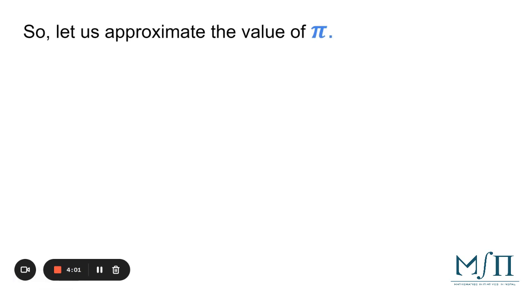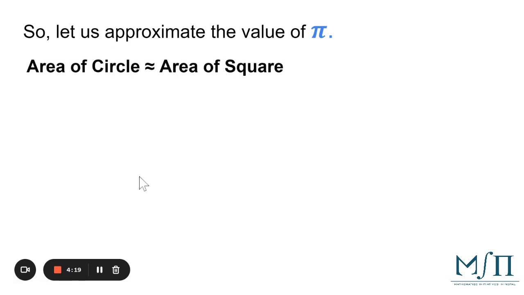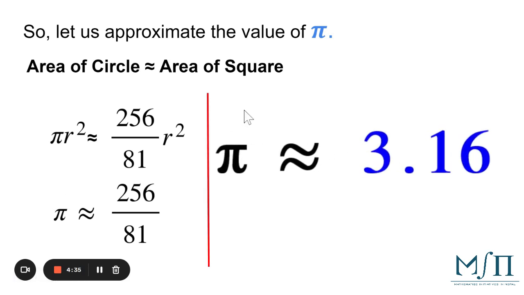Okay, so if we could deduce this formula back, we can find a certain value of pi for the Egyptian calculation. So let us approximate the value of pi. We know the area of the square is equal to 256 upon 81 times r squared, while the area of the circle is equal to pi r squared. From the previous slide, we concluded that the area of the circle is nearly equal to the area of the square, so pi r squared is equal to 256 upon 81 times r squared. Now we will cancel r squared from both sides, and we get pi is nearly equal to 256 upon 81. And from here we can conclude that pi is approximately equal to 3.16.